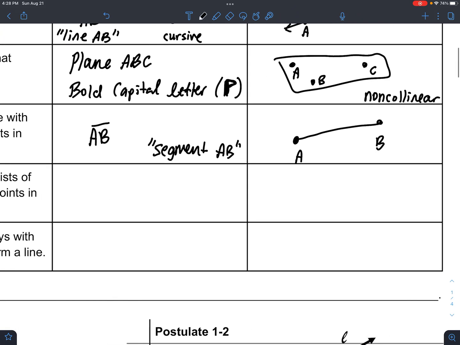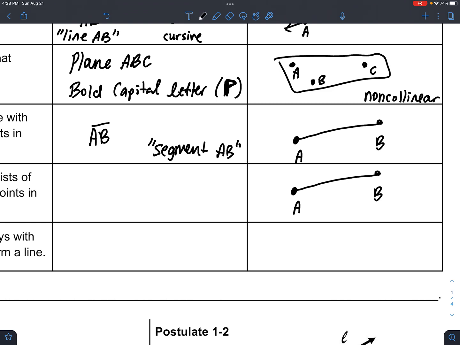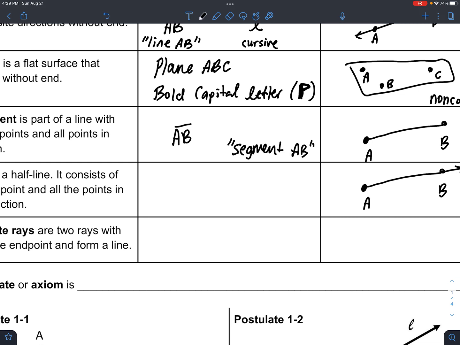Okay. A ray is a half line. So it's the exact same thing as this segment. We'll just copy and paste it. But it does go on infinitely in one direction. So you can kind of see it's like half of a line because it doesn't have arrows on both sides. And we call that ray AB. And we would write it like this.